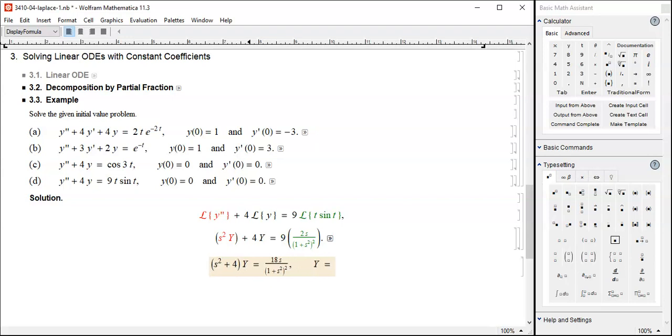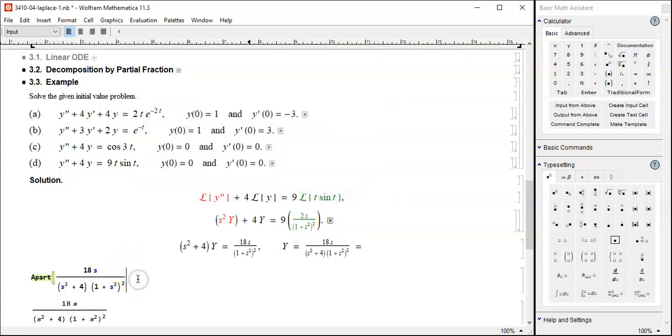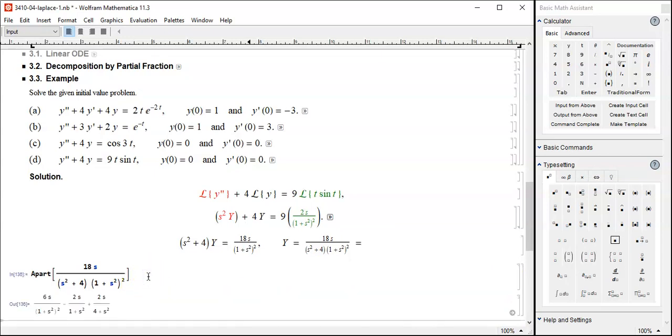So Y is equal to 18s over s squared plus 4, and then 1 plus s squared, total quantity squared. That's what we have. And then I'm going to ask Mathematica to decompose this. If you do it right, you're going to get this.